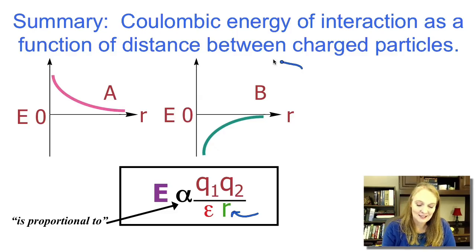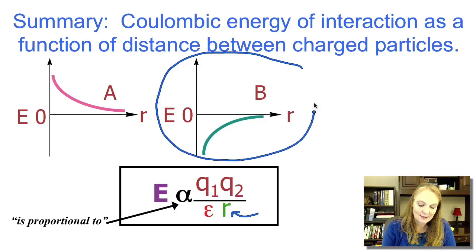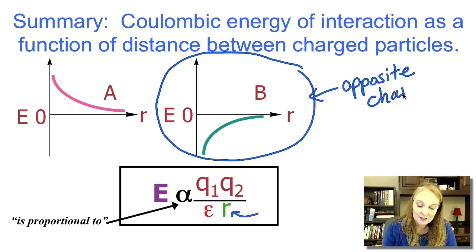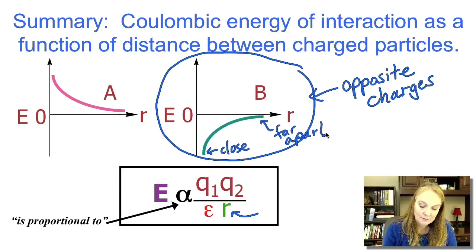Did you answer that situation B is the case where there are oppositely charged particles? Because opposites attract, and as they get closer together, the energy of the system goes down, right? This is close together, and this is far apart.